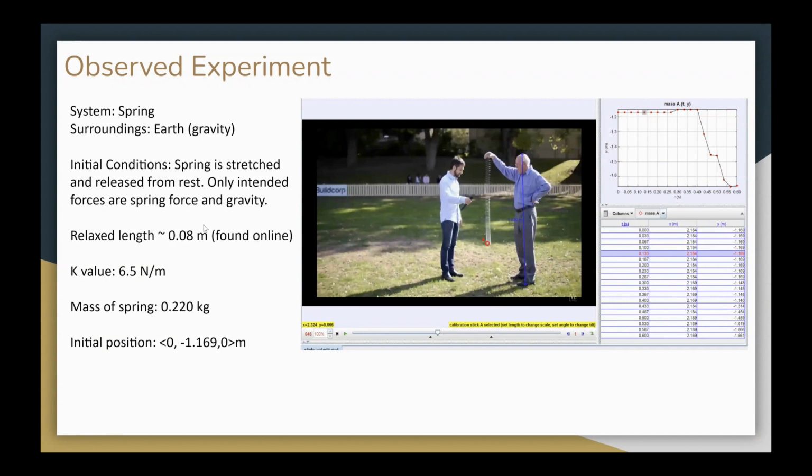The K value is about 6.5 Newton meters. The mass of the spring is 0.22 kilograms. And this was the initial position. And I tracked the motion of the bottom of the spring, as you can see here, and I calibrated the data by assuming that this person was about 6 foot.